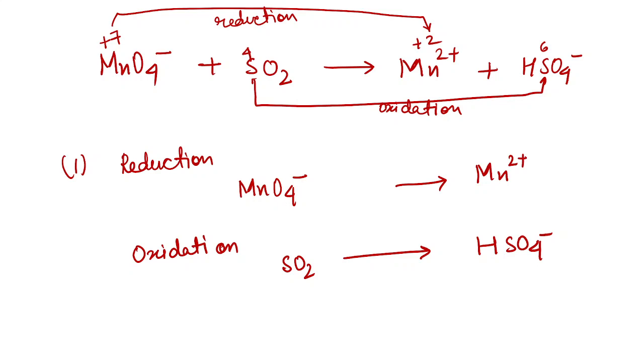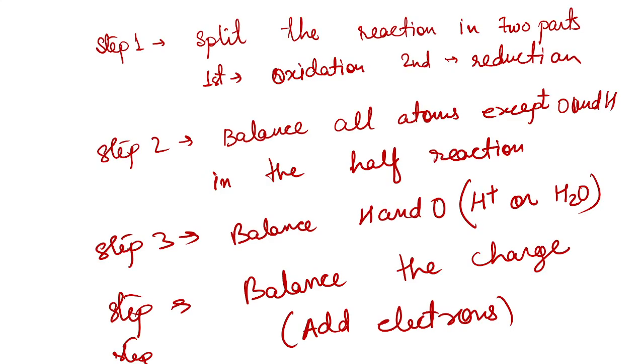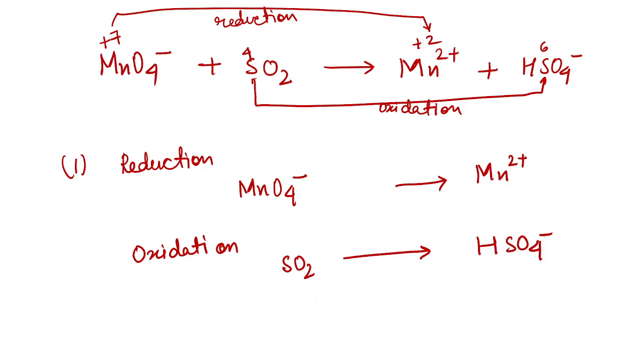Now the third step, what does the third step say? The third step says that we have to balance hydrogen and oxygen. Now we have to balance hydrogen and oxygen in them. The first half is MnO4 negative and Mn2 plus. Now we have 4 oxygens here, but on the right side, we don't have any oxygen.